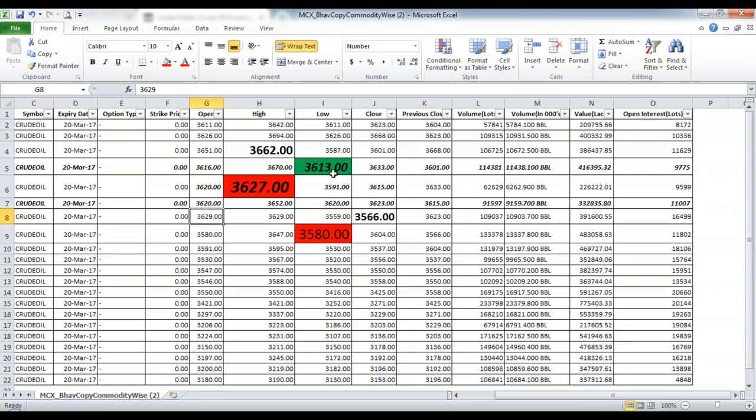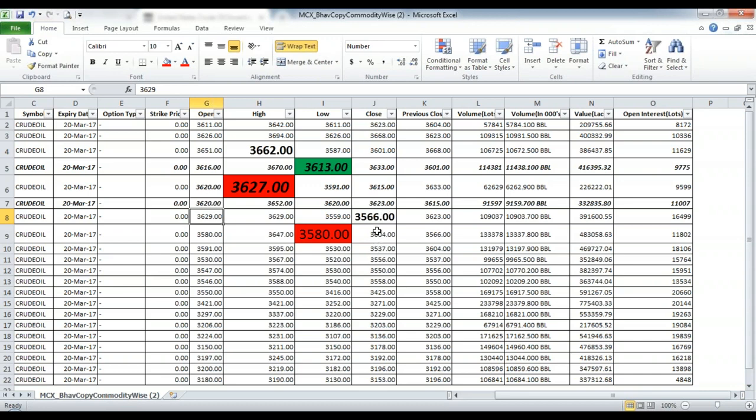And 3629, yes, sir, right? It opened above this low, right? It opened above the low and straight away it was breaking this, right? See, it straight away broke this and it closed down.